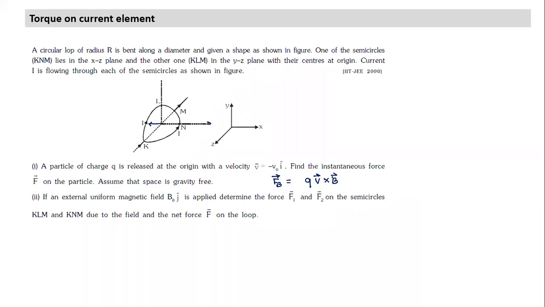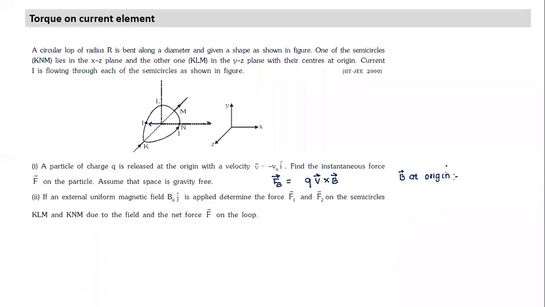Here, charge is given, velocity is given. The only thing I need to figure out is the value of B. What is the B vector here? Can we calculate B vector at the origin? Yes, we have done this field calculation. In field calculation we take two semicircular arcs and calculate the field. Can we all calculate B vector at the origin? Let's first calculate what is B at the origin, the magnetic field at the origin. How do we calculate its magnitude and direction?